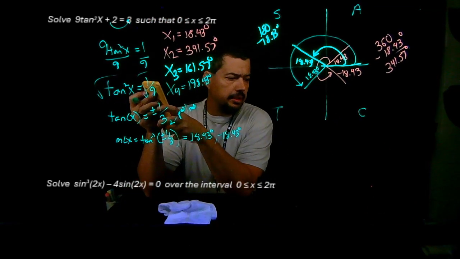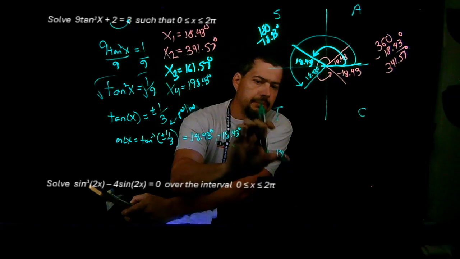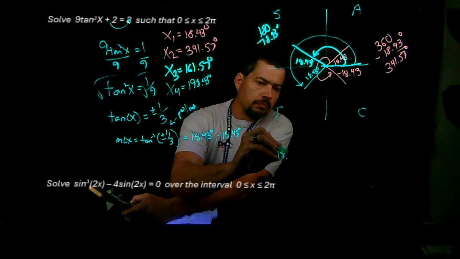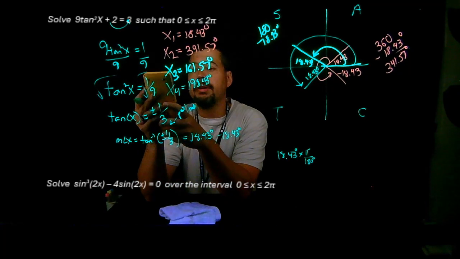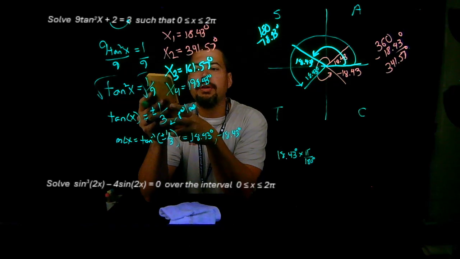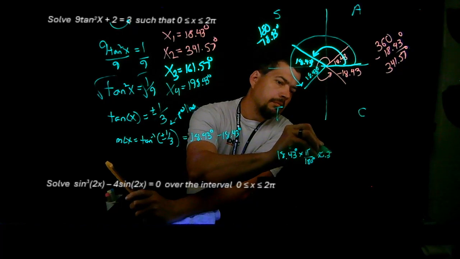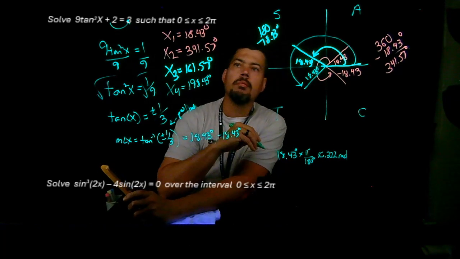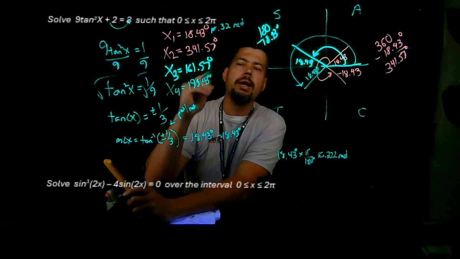You couldn't see me type any of that, could you? I really need to pay attention to where I'm at on these things. I'm going to take the 18.43 and I'm going to multiply it by pi over 180 because that's how we convert an angle that's in degrees into radians. And it's going to get me about 0.322 rad. What do you say, 0.32 rad? It's not a pi rad, it's just a rad.